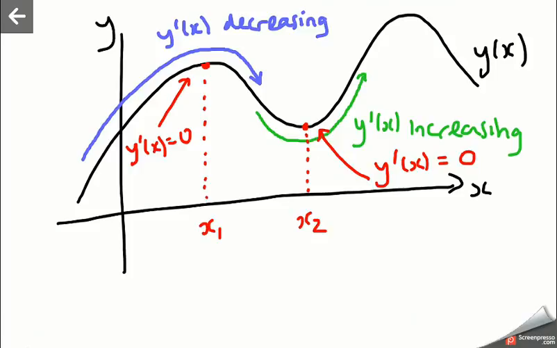Hi everyone, welcome back to part 2 of maximums, minimums and the second derivative test. I've tidied up that diagram that we were drawing before, but the idea of the diagram is still the same. Observe that for the function y of x, y prime of x is decreasing along this blue interval here.